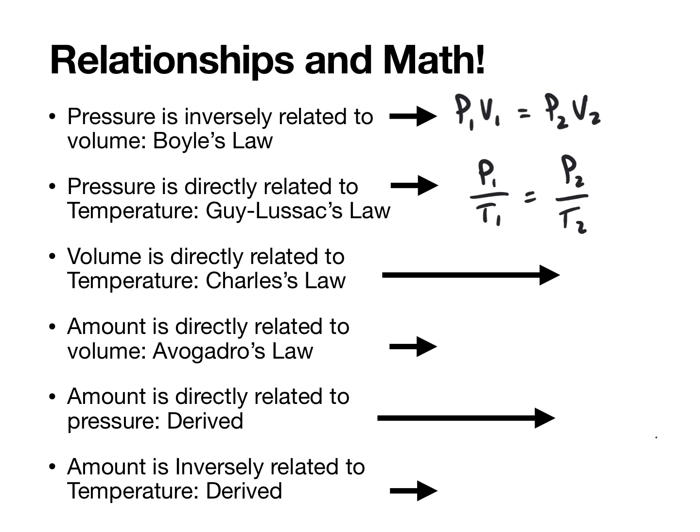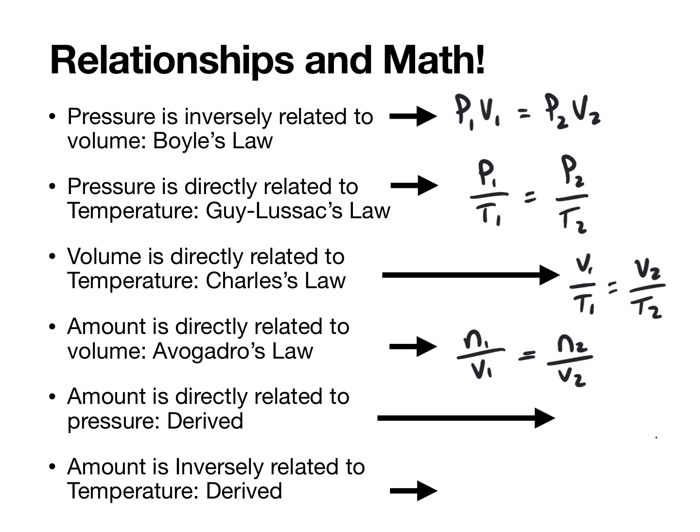Next, we've got volume is directly related to temperature. It looks a lot like the one that we just did right above it. But instead of pressure on top, we have volume on top. So it looks like this. V1 over T1 equals V2 over T2. Now this next one is the amount of particles is directly related to volume. And so we have N1 over V1 equals N2 over V2. So when you increase the number of particles, the volume will go up proportionally.